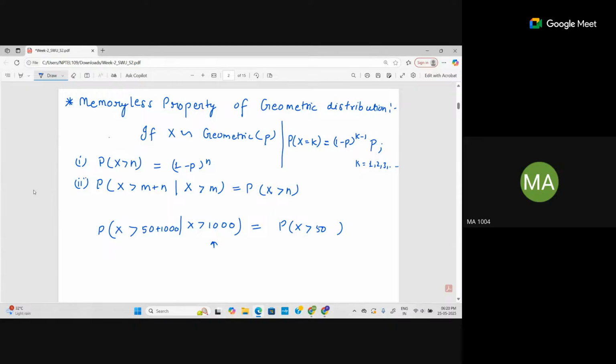So I hope you can solve this probability x is greater than n. What you have to do is take the summation over the PMF, and the range will start from n plus 1, because it is a discrete distribution. So the range will start from n plus 1 and go up to infinity, and when you solve, you will get 1 minus p to the power n. So this is our memoryless property for geometric distribution.